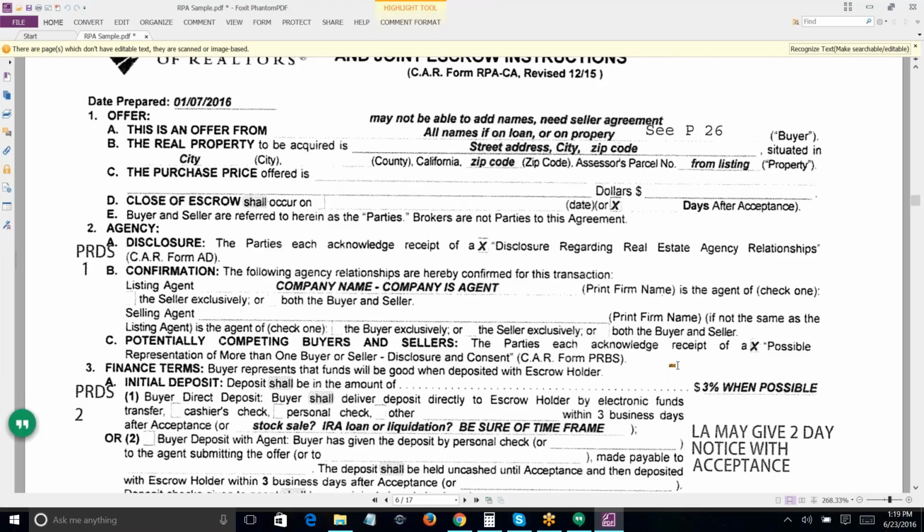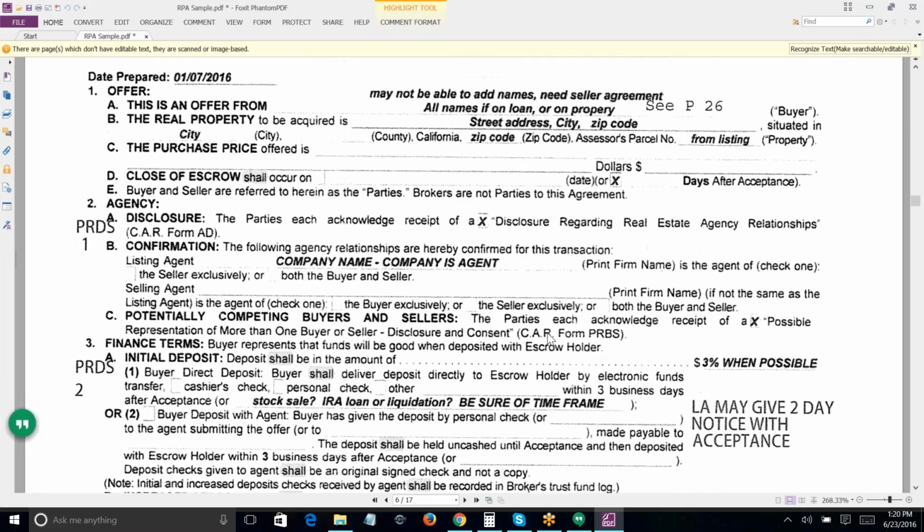In the old days, and we might get back to that, we used to make a 1% initial deposit and raise it by 2% once contingencies have been removed. Nowadays, it's customary to put down 3%. If you don't, your offer will not be considered as likely to be accepted. It's not considered to be as good of an offer.